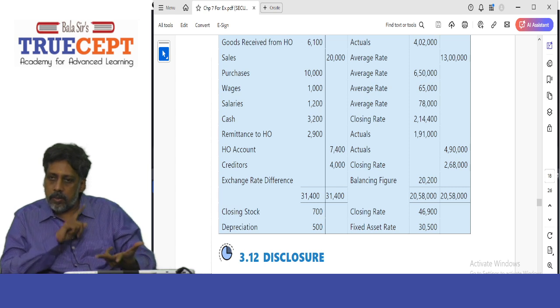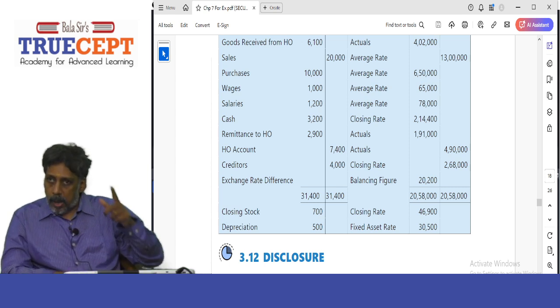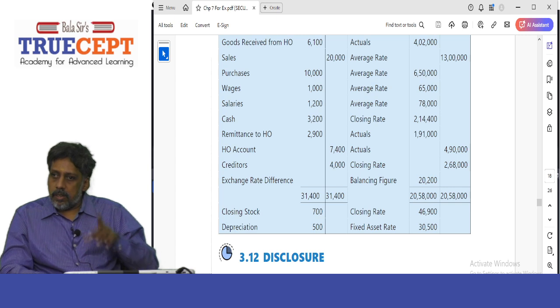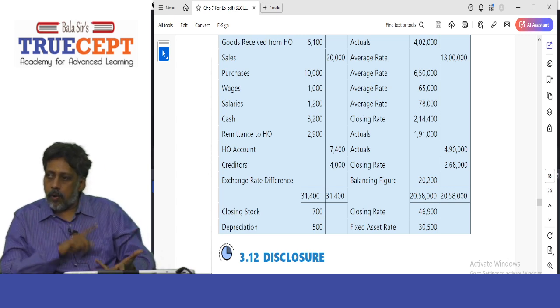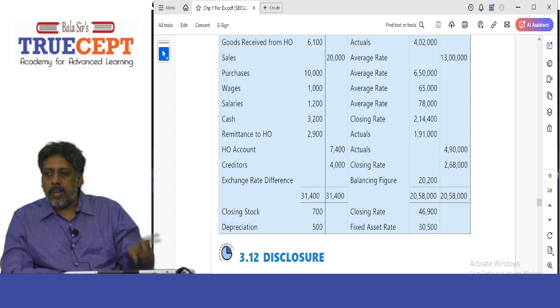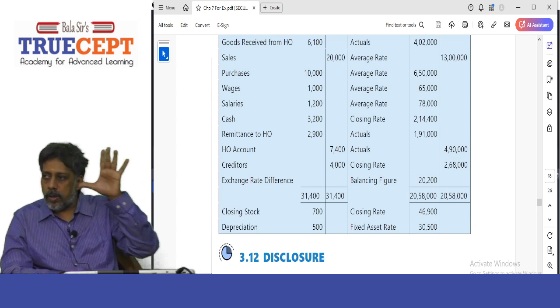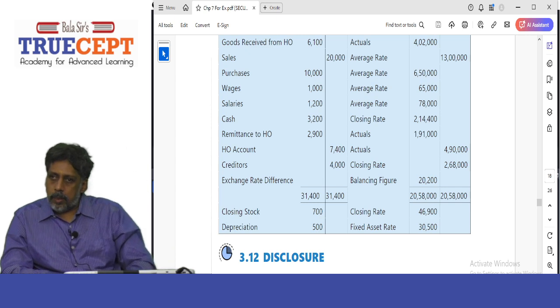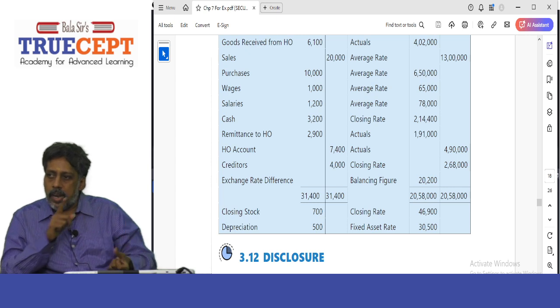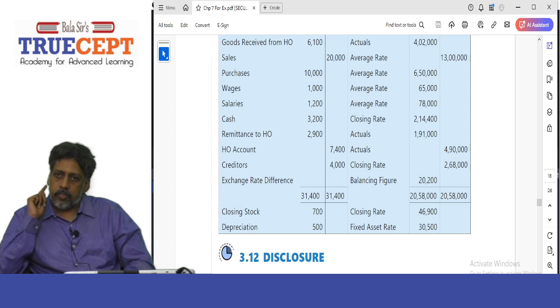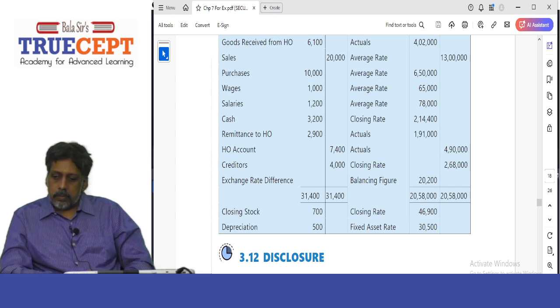Which items? Goods received from head office, remittance to head office, and head office account. For these items, guys, don't bother. They'll give the rupee value, as all these numbers will be available with the head office. Next, creditors 4,000 pounds, closing rate, 2,68,000. As I said, all your monetary items, cash, debtors and creditors, will be at the closing rate of exchange. Next, exchange rate difference, a balancing figure in rupees only, 20,200.